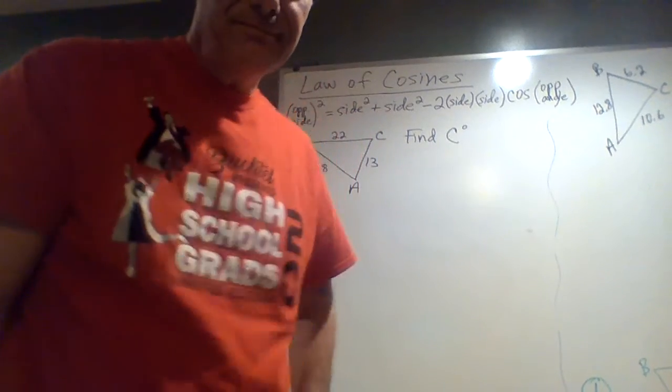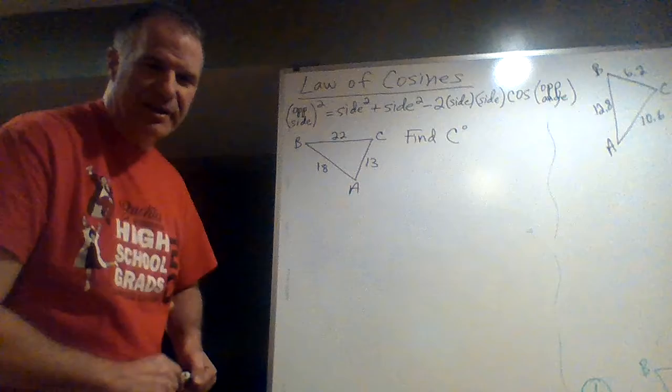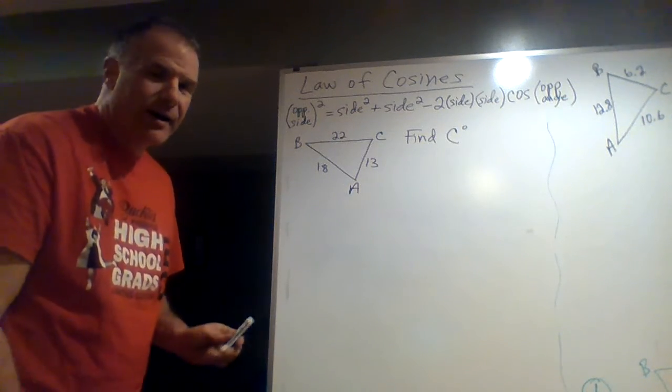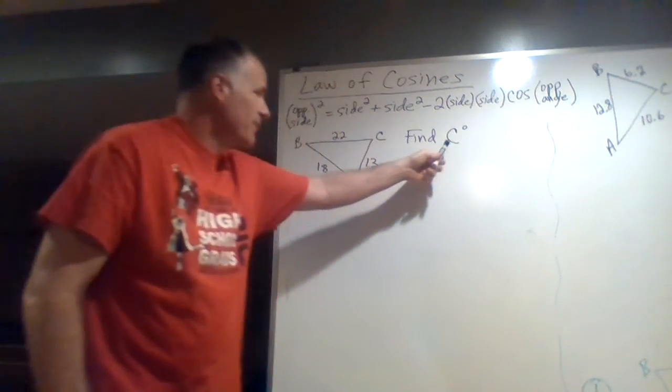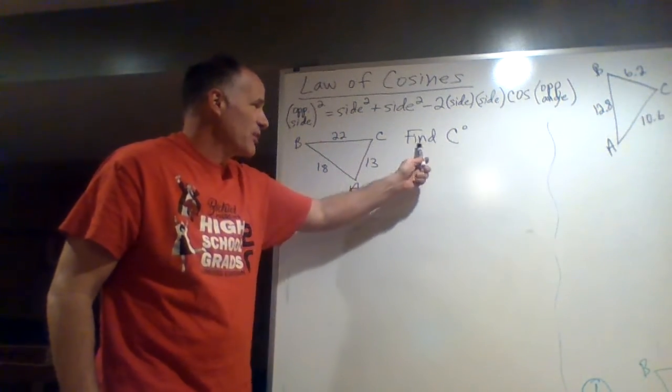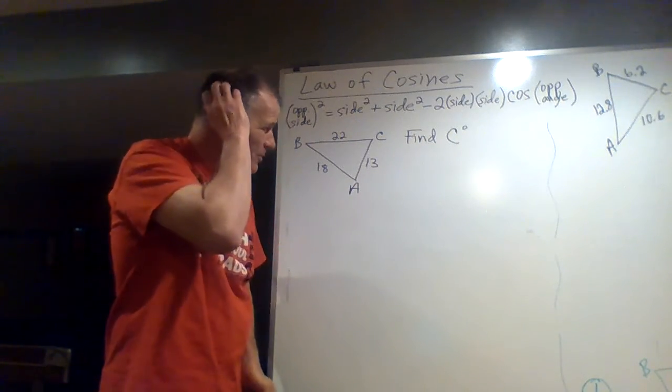If you struggled with yesterday's problem, hopefully you'll get the hang of it here today. Again, law of cosines, this big formula here. And again, the difference is, like yesterday, we're finding the angle. So this time I'm asking you to find angle C in this problem.